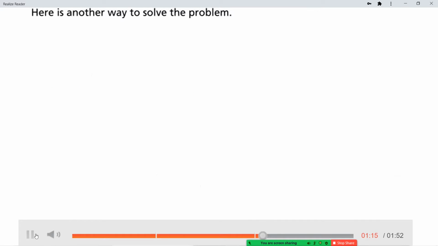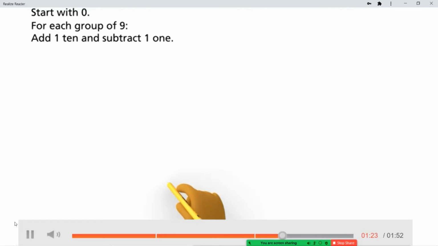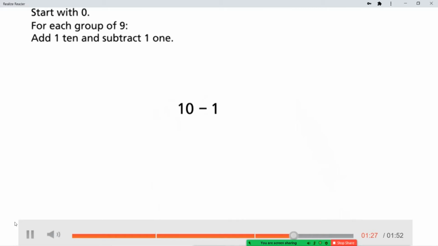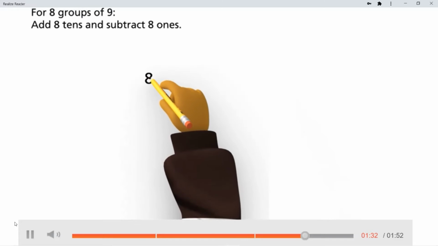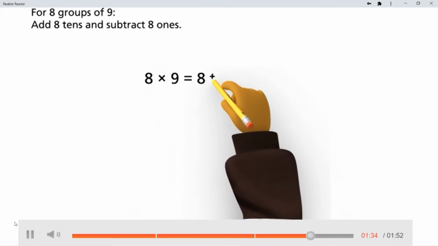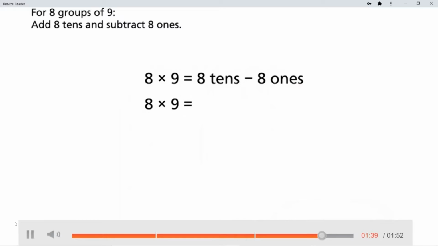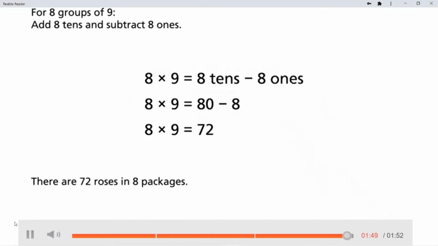Here is another way to solve the problem. Start with 0. For each group of 9, add 1 10 and subtract 1 1. 10 minus 1 equals 9. For 8 groups of 9, add 8 tens and subtract 8 ones. 8 times 9 equals 80 minus 8. 8 times 9 equals 72. There are 72 roses in 8 packages.